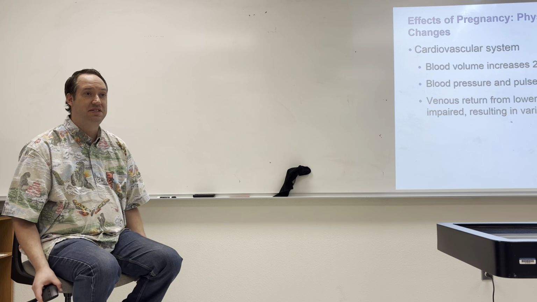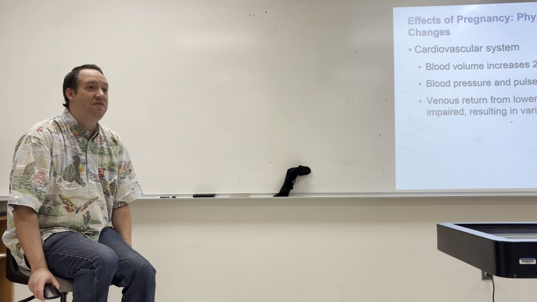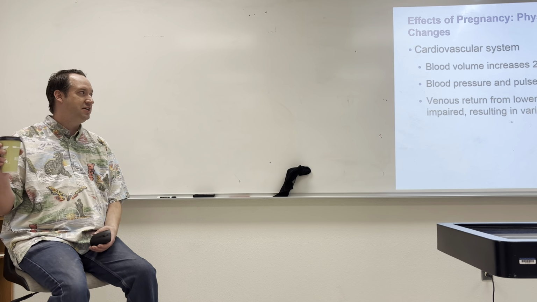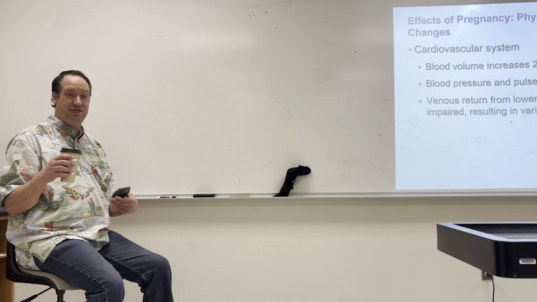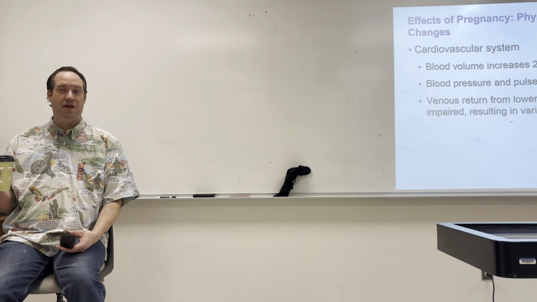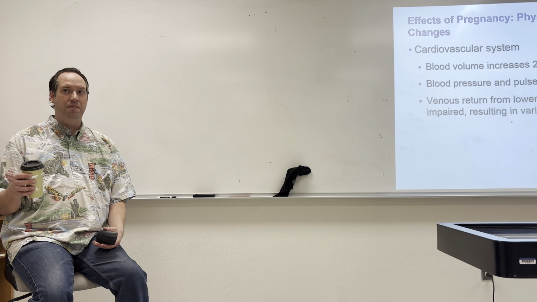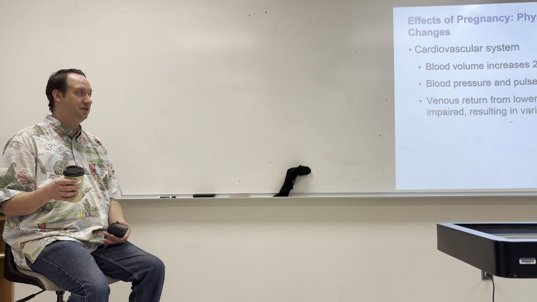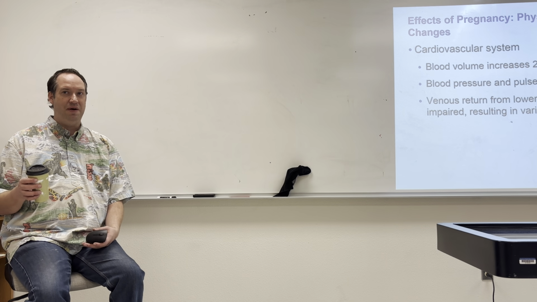Blood volume increases somewhere between 25 and 40%. With that blood volume increase, we get a pressure increase. Venous return might be impaired as well. You've got so much blood, a lot more blood, and with that center of gravity change, you can sort of squish veins as well, and it might be harder to get blood back to the heart. So often varicose veins will happen here.